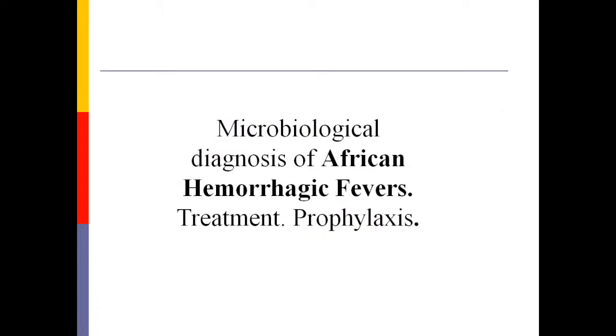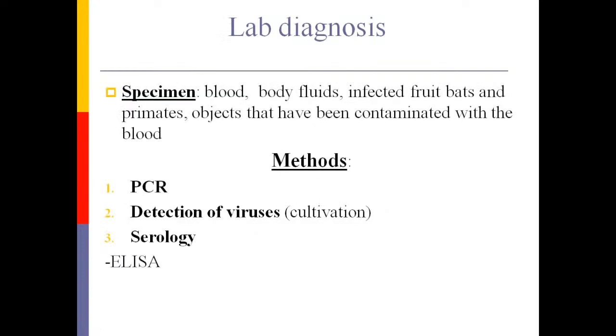Microbiological diagnosis, treatment, and prophylaxis of African hemorrhagic fevers. Specimens include blood, human body fluids, infected fruit bats and primates, monkeys, and objects that have been contaminated with blood. We can use PCR for detection of the virus, cultivation, and serological tests, for example, ELISA.